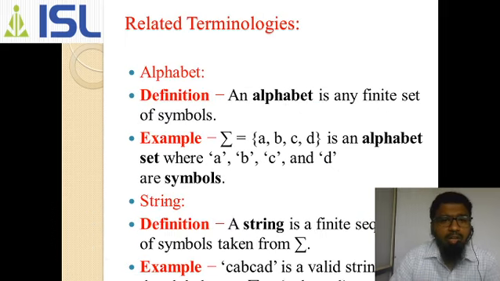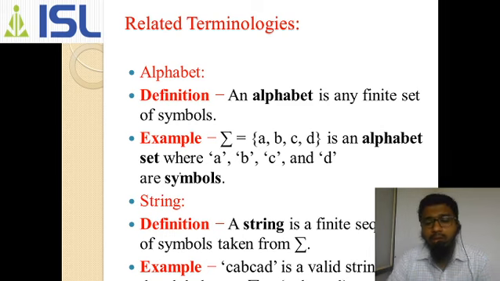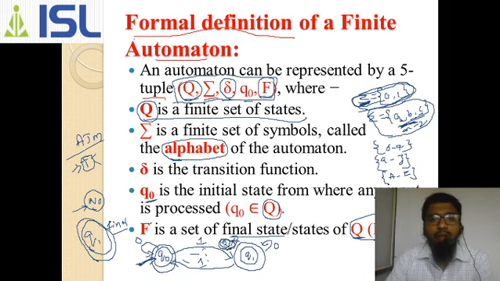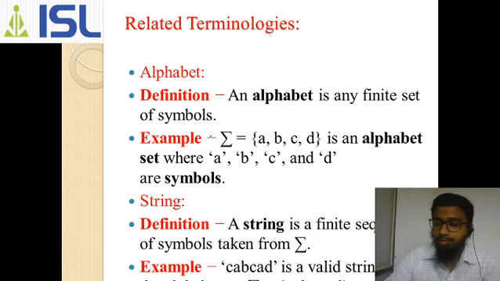Next, some of the related terminology in finite automata, like alphabets and all, we will see that. So here is the related terminology. Alphabet, what is the definition of alphabet? Definition: an alphabet is any finite set of symbols, that is called an alphabet.